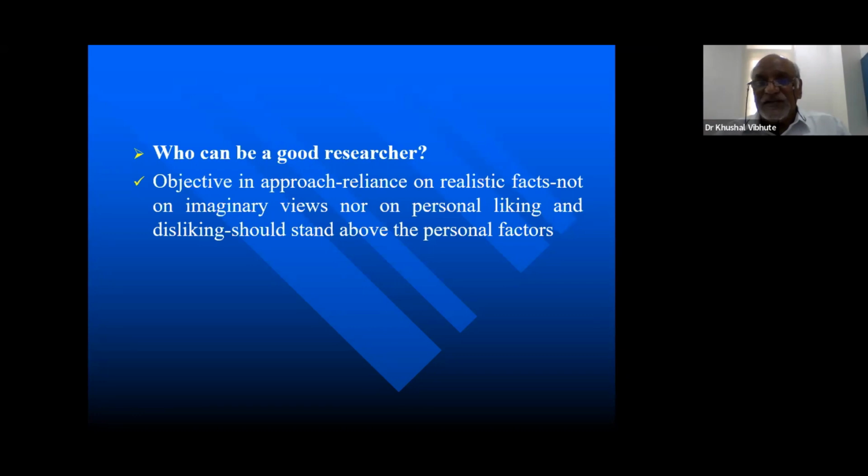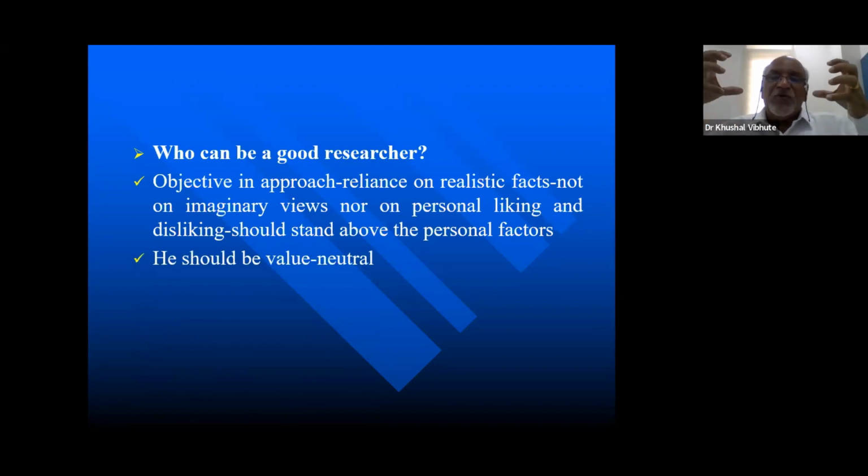The second quality is that he should be value neutral. He should not have a kind of preconceived value or proposition that he holds good, that he thinks right or wrong, when he makes inquiry into a legal fact. He should be neutral. That is the second quality which he or she needs to have to be a good researcher.